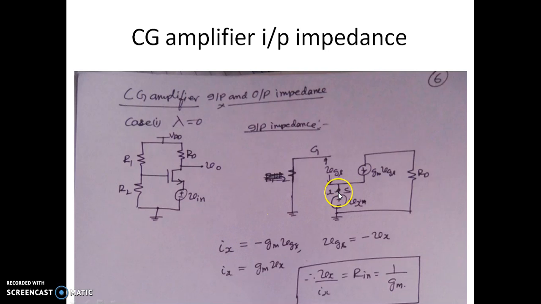So we know that this current Ix is actually in the direction opposite to that of Gm into Vgs. So Ix is minus Gm into Vgs. But this Vgs between gate and the source is exactly minus of Vx. So Vgs is equal to minus Vx. So from it we can write Ix is equal to Gm into Vx. So from this we can write Vx by Ix, the ratio of the voltage by the current, is nothing but Rin is nothing but 1 over Gm. Meaning the input impedance of a CG amplifier looking towards the source is 1 over Gm.